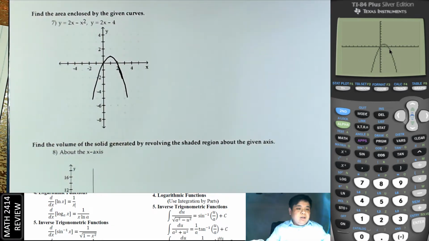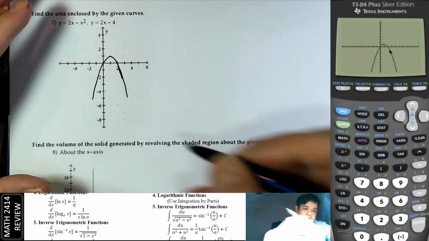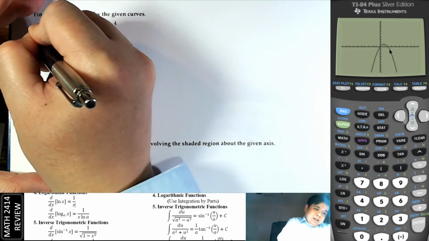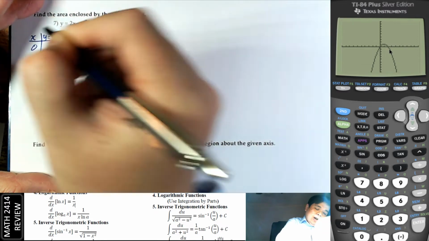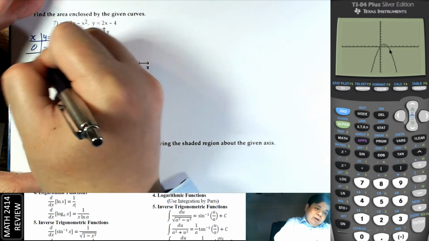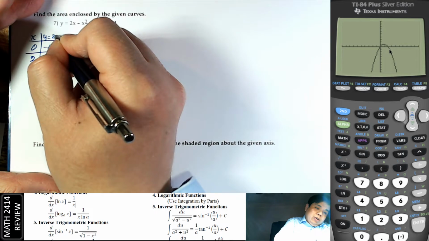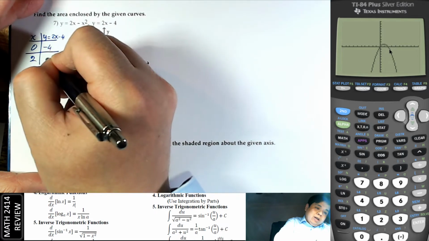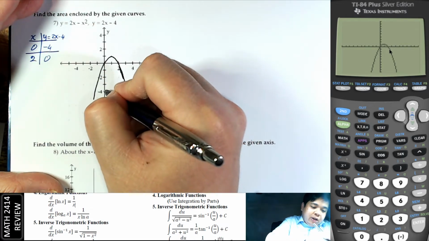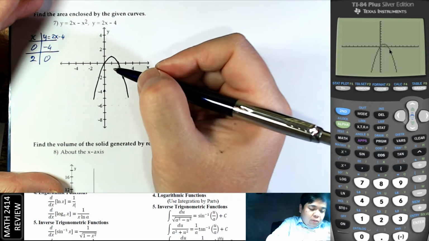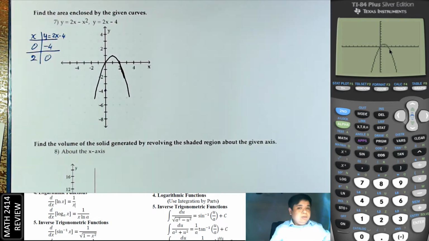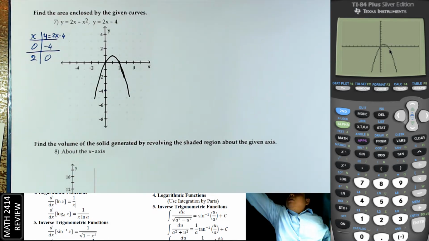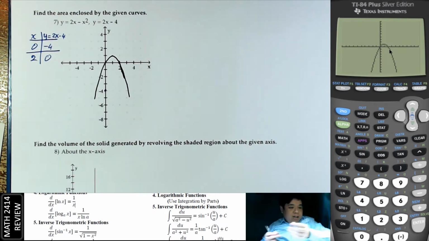And 2x minus 4, right? 2x minus 4, that's easy. When x equals 0, that's negative 4. x equal to 2, that's 0. So 0, negative 4, and 2, 0. Here.